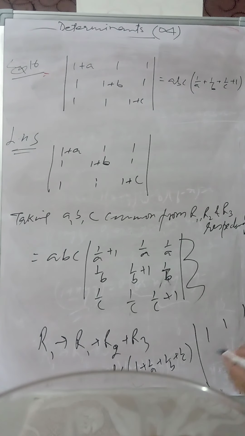ठीक है, here it will be 1, 1, 1. Rest of the things will be as they are. As all the entries of first row are equal to 0. ठीक है. So well thought of.